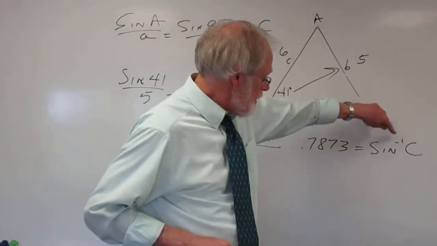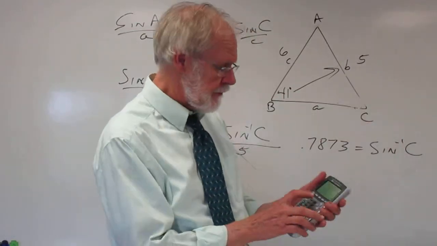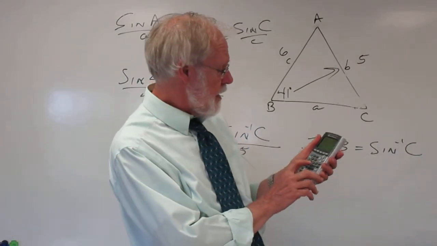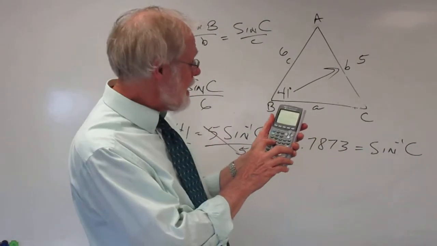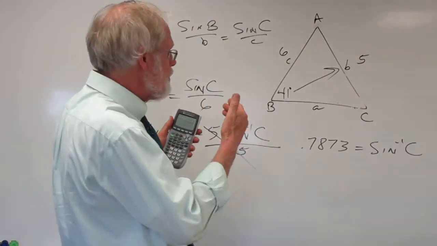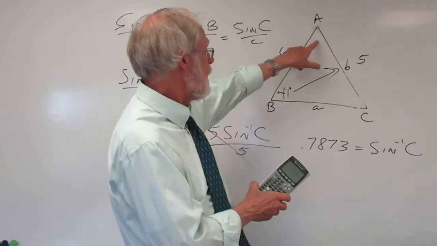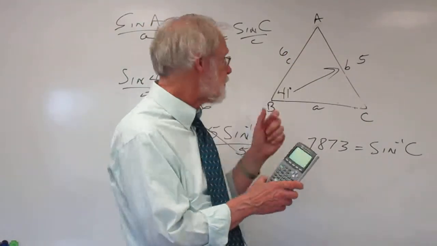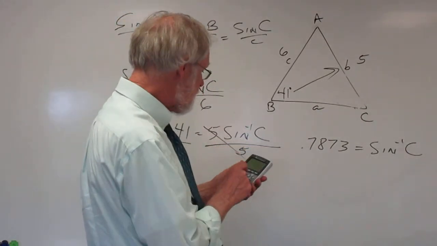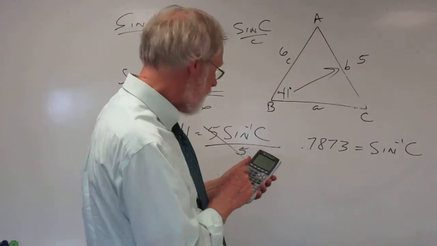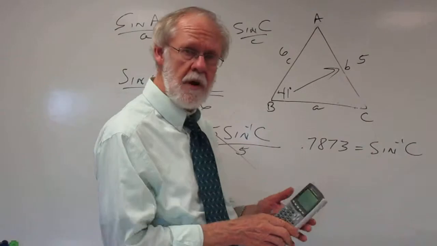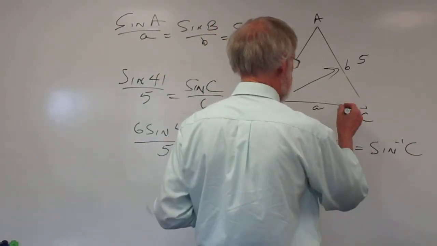Now, this tells me that I need to use the second key, and when I press second sine, look right above the sine key and you will see sine -1. All right, that's what we want. You use the second key when you are looking for an angle, just like in SOHCAHTOA. You may recall that's what we did with SOHCAHTOA. Same idea here. So I'm going to do second sine 0.7873, and I get 51.93. That's the measure of angle C.